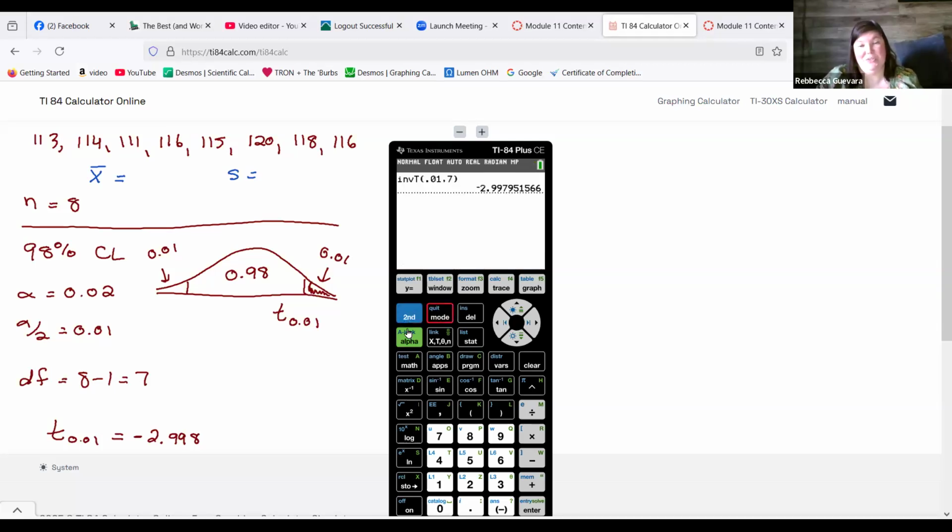Then I'm going to go to stats again, and I go to calculate one var statistics. List 1, it should be L1. Our list should be list 1. And we see here, my mean, we round it, is 115.4. And if I get my sample standard deviation, this is the sample, that is going to be 2.83.